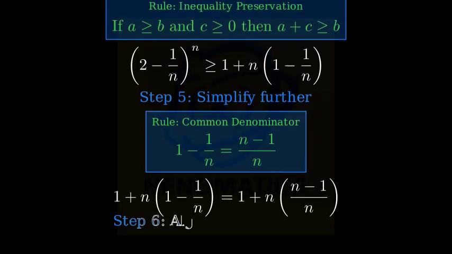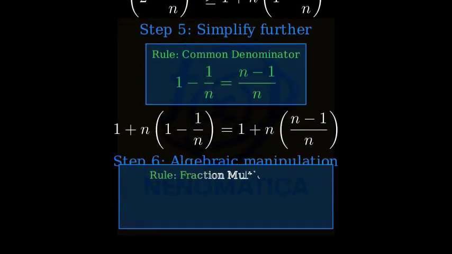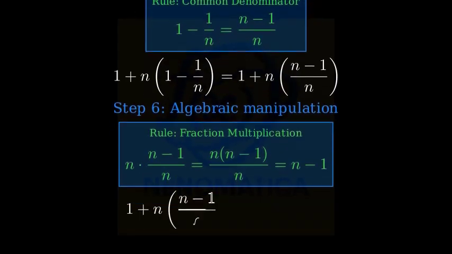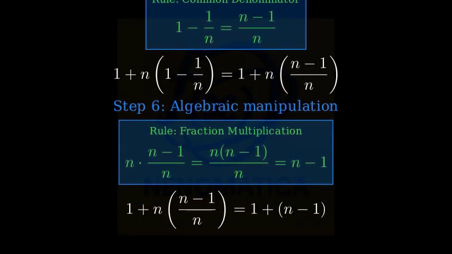Therefore, we have proven the inequality that for any natural number n, the expression (2 - 1/n)^n is greater than or equal to n. This completes our proof.